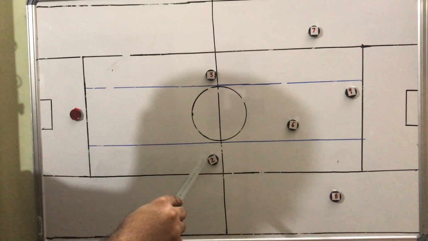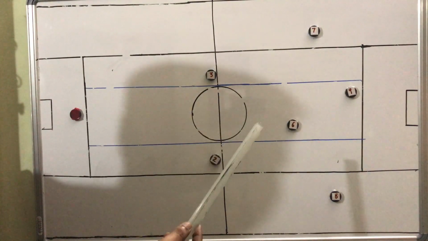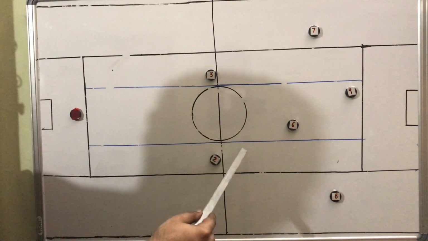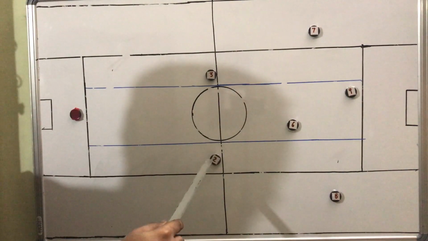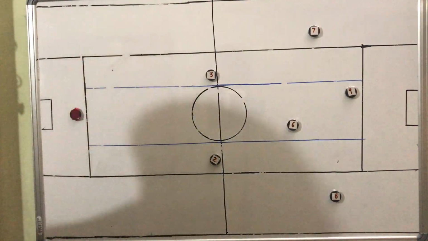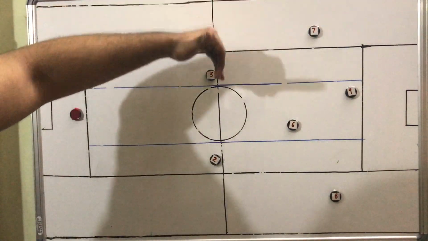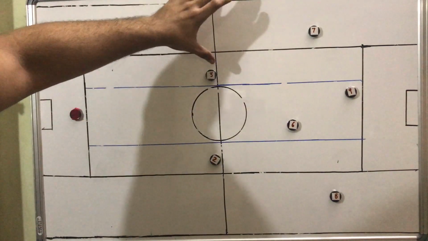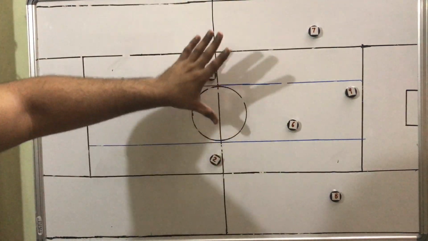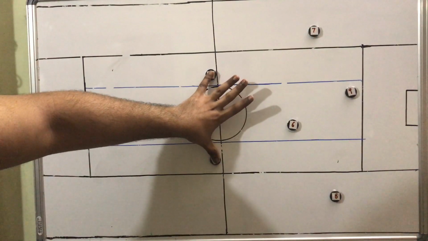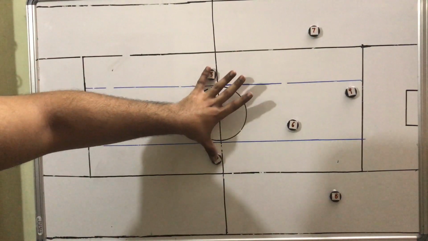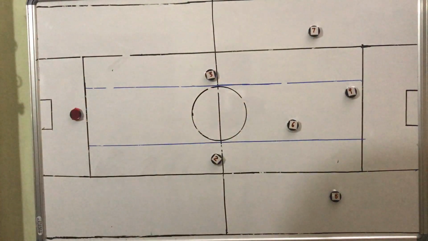I want the center backs to be almost near the half line. I don't want you to cross the half line, but I want you to be near the half line, very close to the half line. So stick to the half line. Think of it as a marker, think of it as a cue, think of it as a reference point for you. So you two will always be close to the half line when we have the ball.